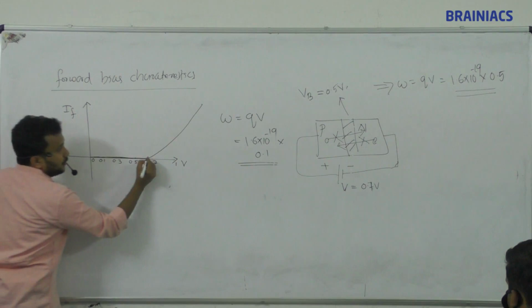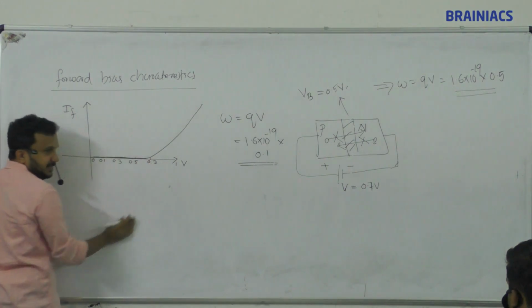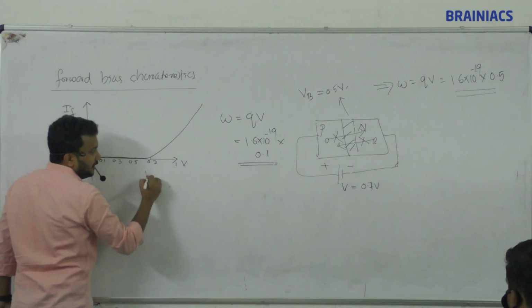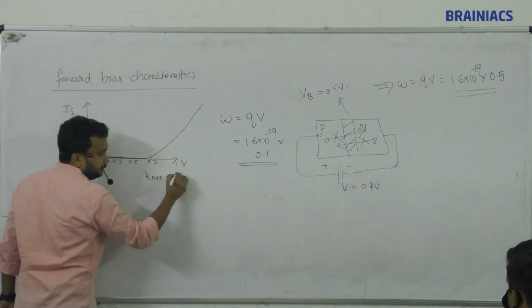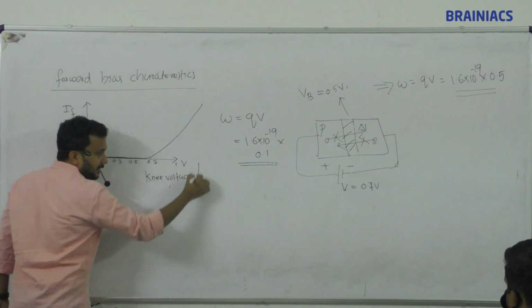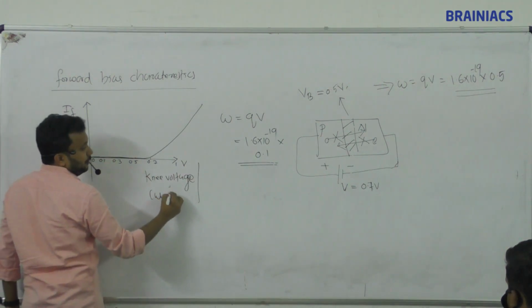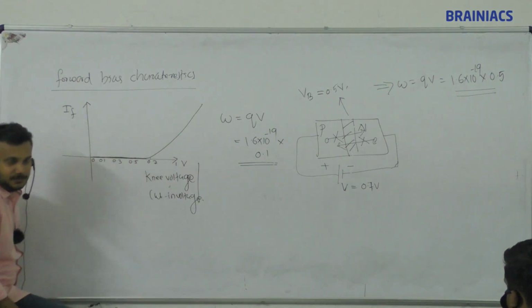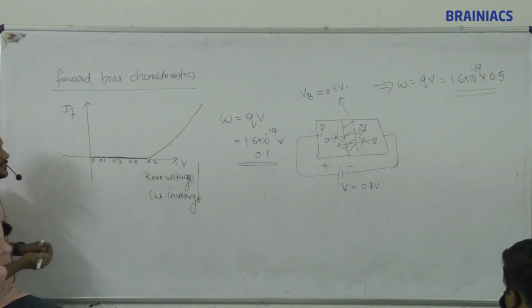Current will start from here. So at this point, this line breaks. So this voltage is called what? This voltage is called knee voltage. This is also called cut-in voltage. We can also call this cut-in voltage. So simply it's called knee voltage.